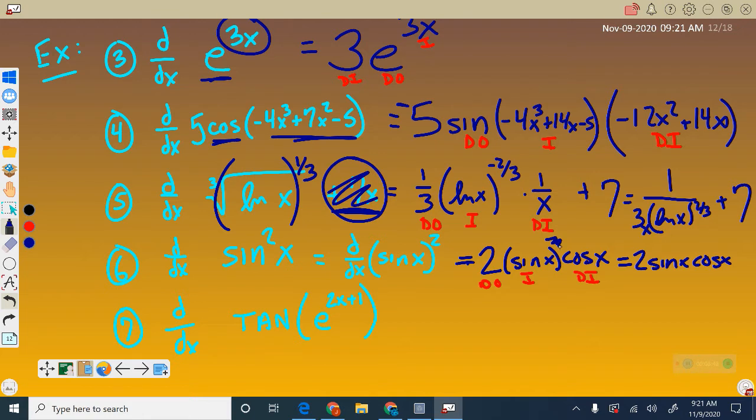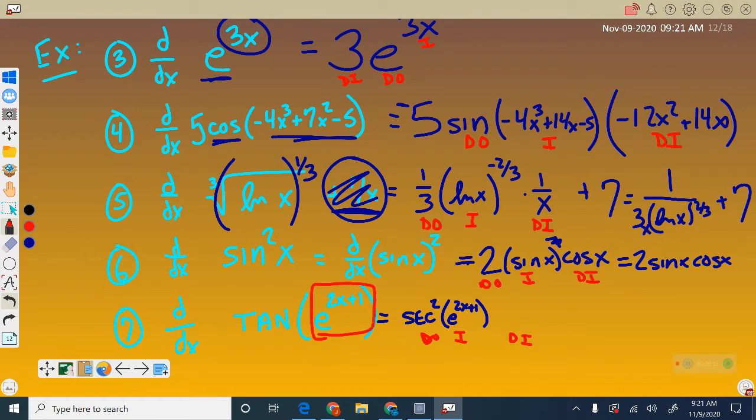Now, one final one. We can pretty easily see an outside and an inside. That's good. The derivative of the outside, derivative of tangent, we've got to know it, is secant squared. Keep the inside the same, so e to the 2x plus 1. That's derivative of the outside with respect to the inside. That's great. Now we need to do the derivative of the inside.